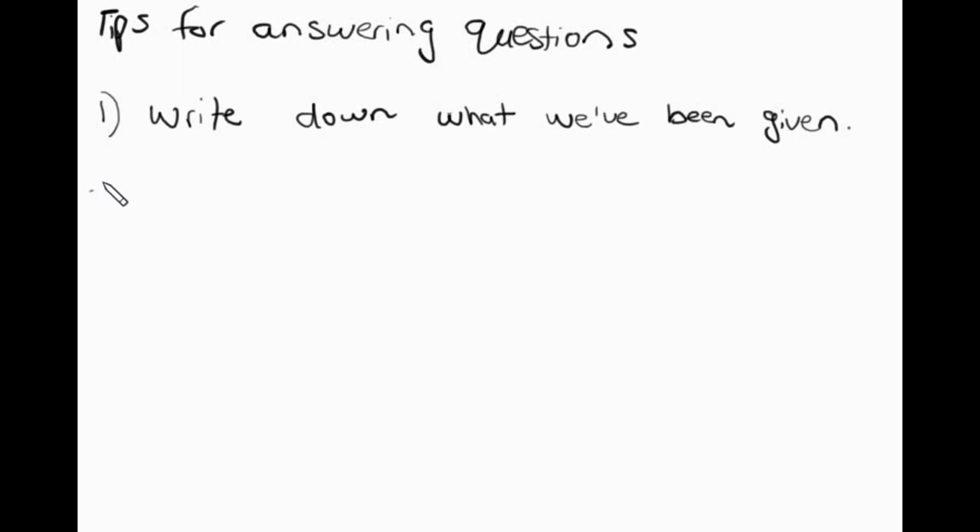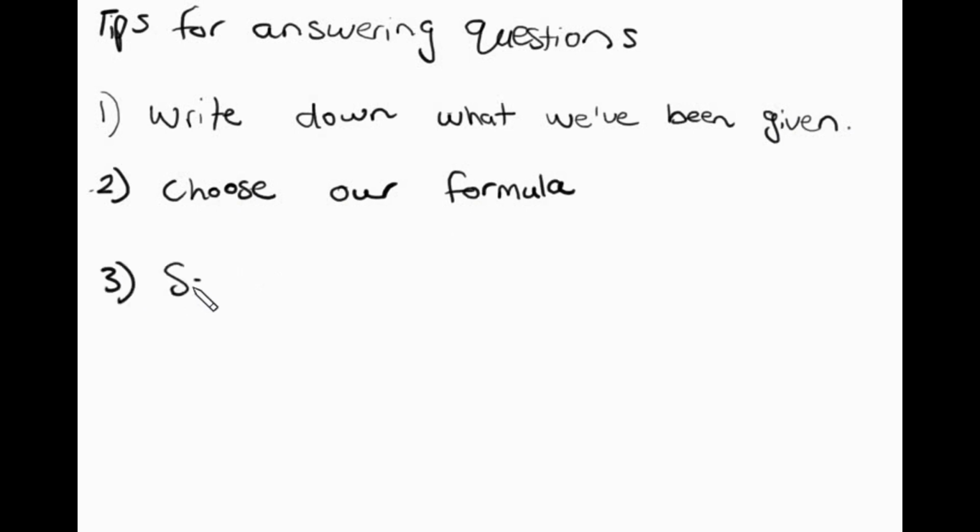Then 2, we choose our formula. Choose how we are going to approach the question with which formula, and then 3, we solve. There we go. That's my tips for answering any questions. This can be applied to any section in physical sciences. So do apply these, and then you will be sure to at least know what you were doing and get some marks for your method especially. And if you are still unsure of the answer or how to approach the question, if you write down what you have been given, the chances of you answering the question successfully are that much greater.